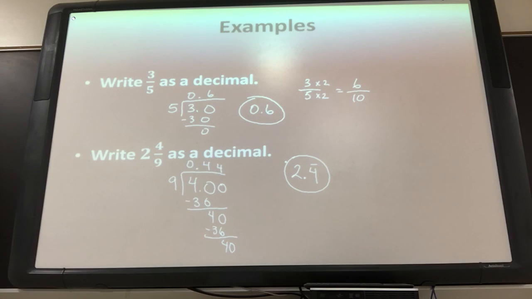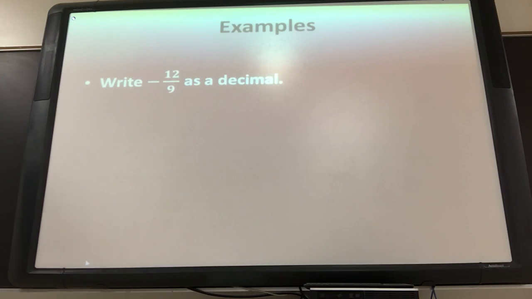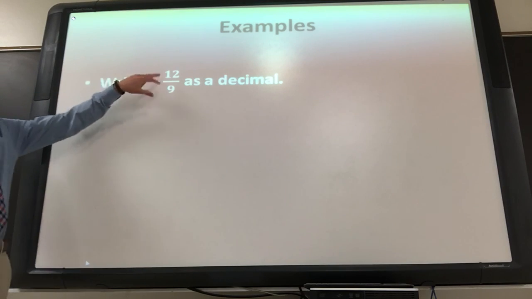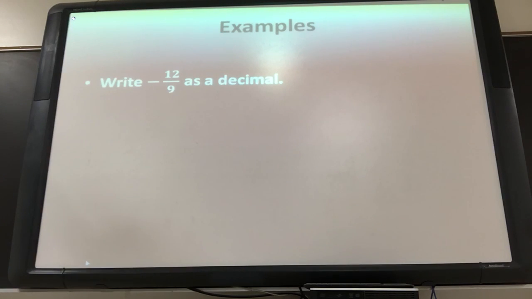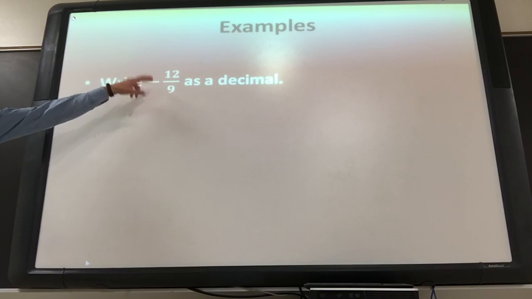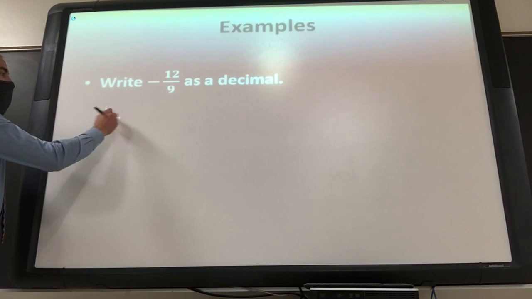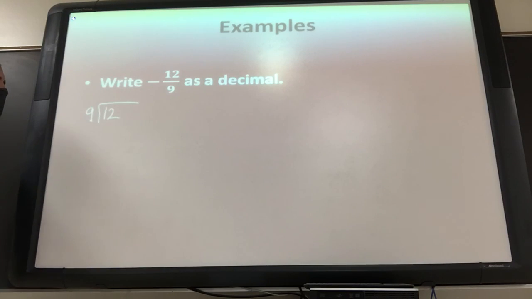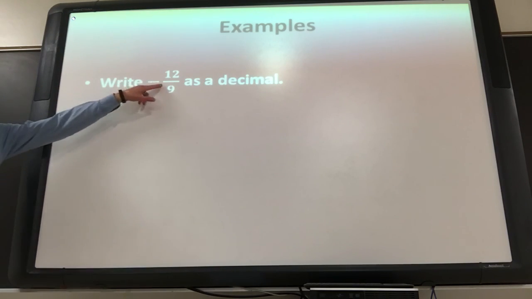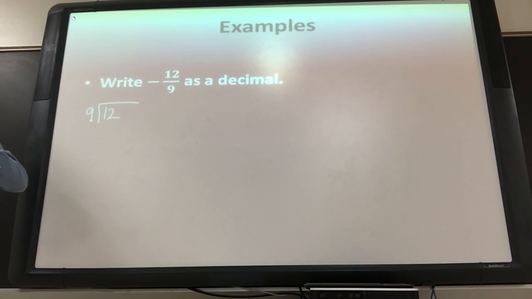Questions on those two? Okay, so let's look at our last one then. So -12/9. So a couple things. With an improper fraction, first of all, it's got to be a negative, so make sure you don't forget about that. I could either just do 12 on the inside and 9 on the outside, or I could change this to a mixed number. It would be 1 3/9 and then make it 1 point something.